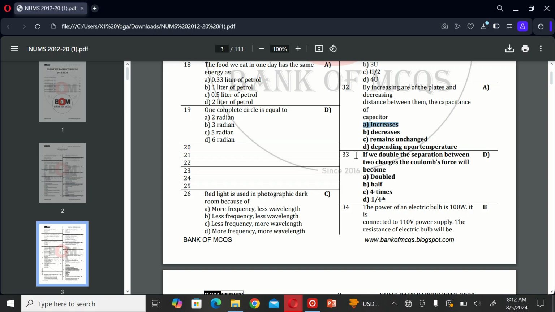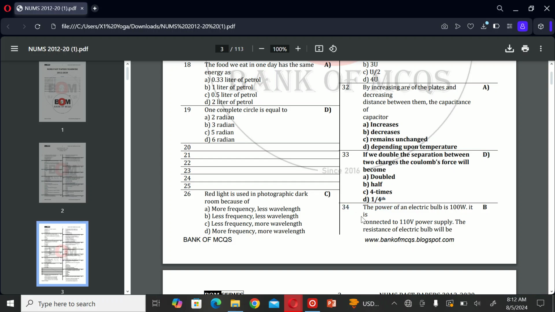The next MCQ is: if we double the separation between two charges, the Coulomb's force will become A double, B half, C 4 times, and D 1/4. So the correct option is D.